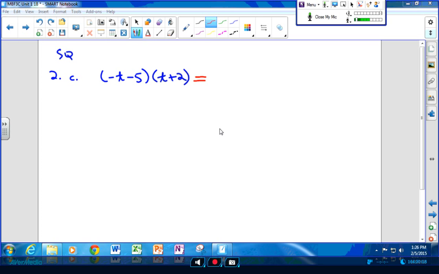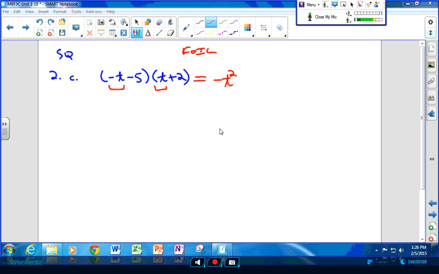Okay, so they ask us to simplify this. So we're going to use FOIL, and we're going to multiply these out. We're going to do the first. That's negative t times t. So we have a negative times a positive. The signs are different, so the answer is going to be negative. And we have t times t, which is just t squared. Okay, so we've done the first.